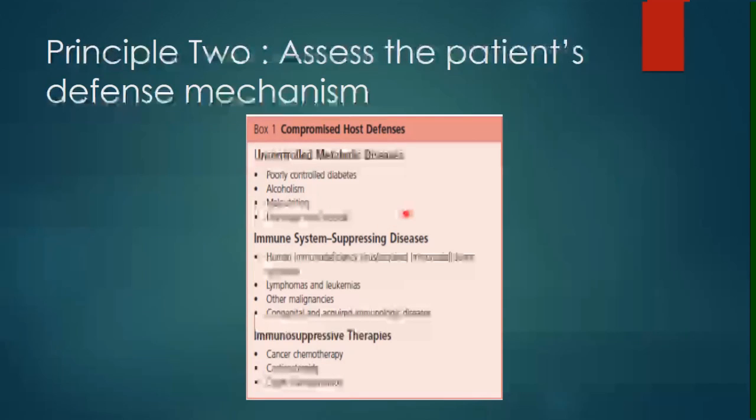What do we mean? If the patient's defense mechanism is compromised, like maybe the patient has some medical conditions that affect the ability to fight the bacterial infection. Could be poorly controlled diabetes, alcoholism, malnutrition or end-stage renal failure. These are called uncontrolled metabolic diseases. Or some patients have immune system suppressing diseases like HIV, lymphomas and leukemias, other malignancies, and congenital and acquired immunologic diseases. So these we also need to keep in mind when we take the history.